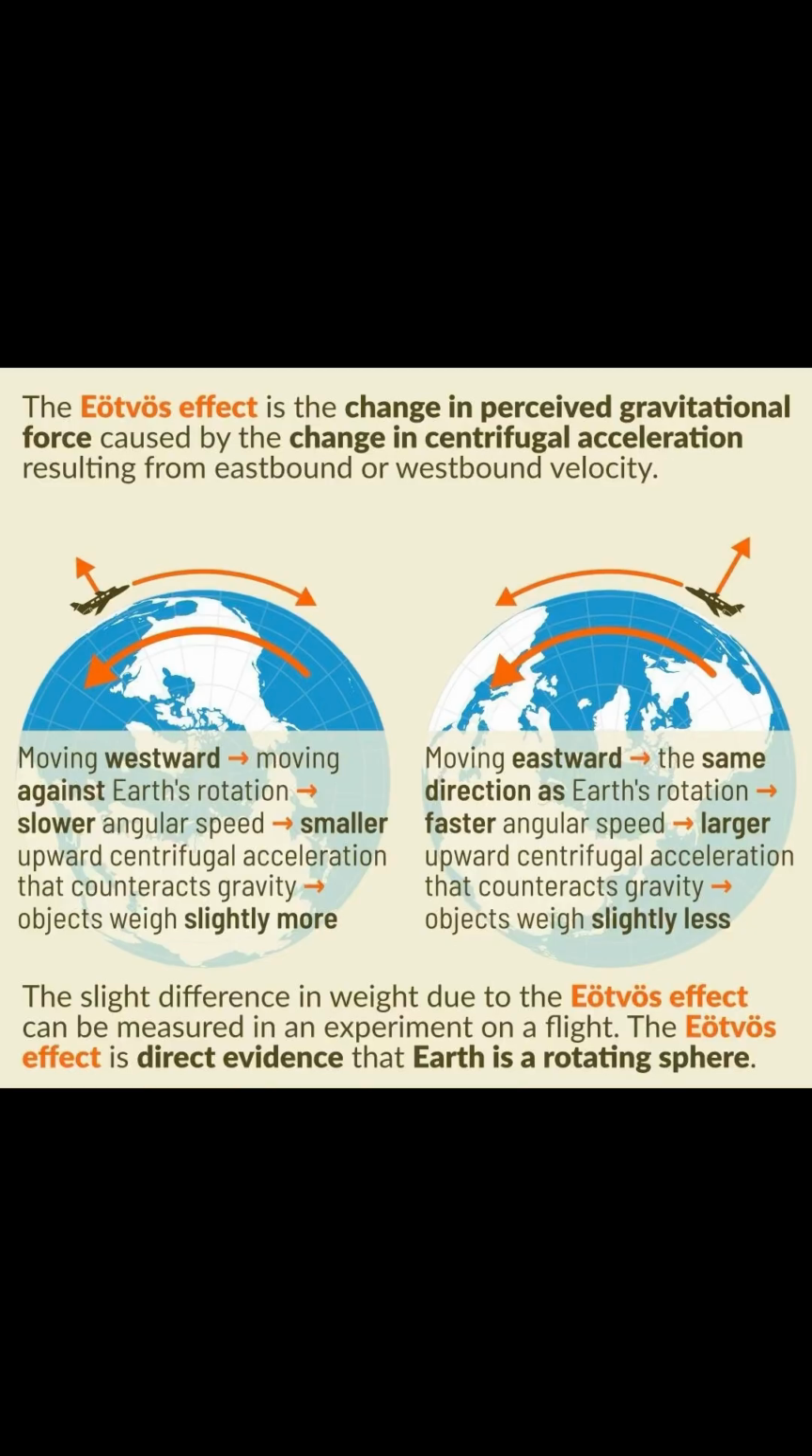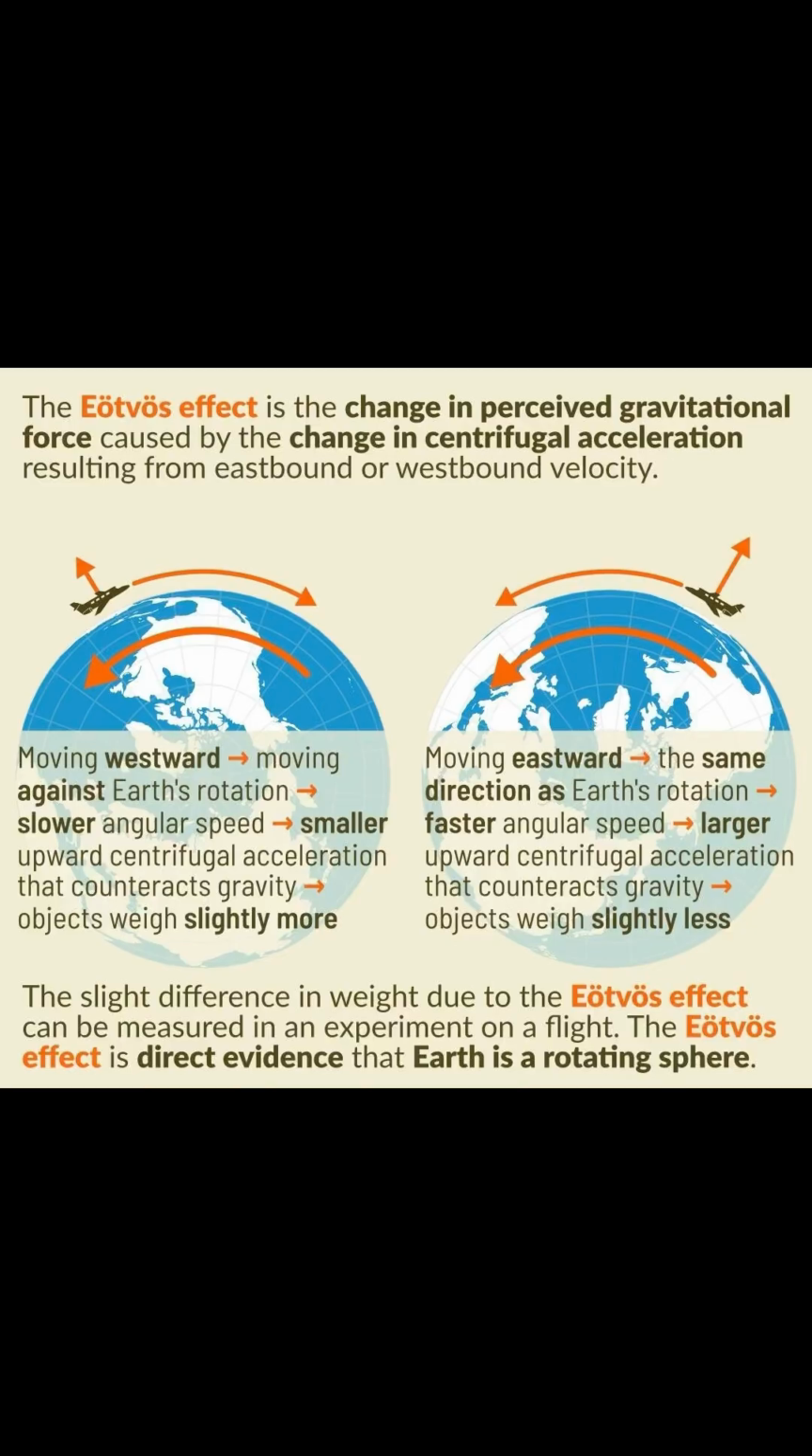So as you can see here in this diagram, when a plane or any object moves west against the Earth's rotation around the globe, the result is that you get a slower angular speed moving around the central point of the Earth. So naturally this would cause there to be less of a centrifugal force pulling you up away from the Earth, causing you to weigh slightly more.